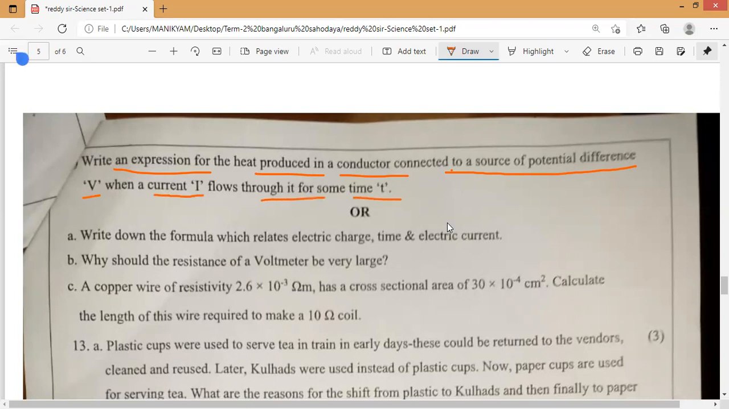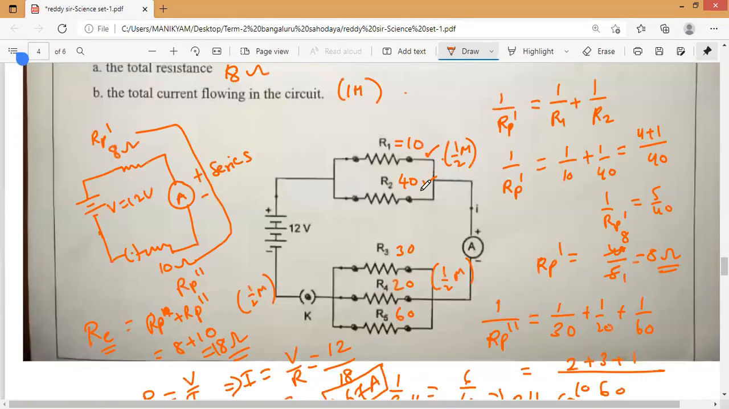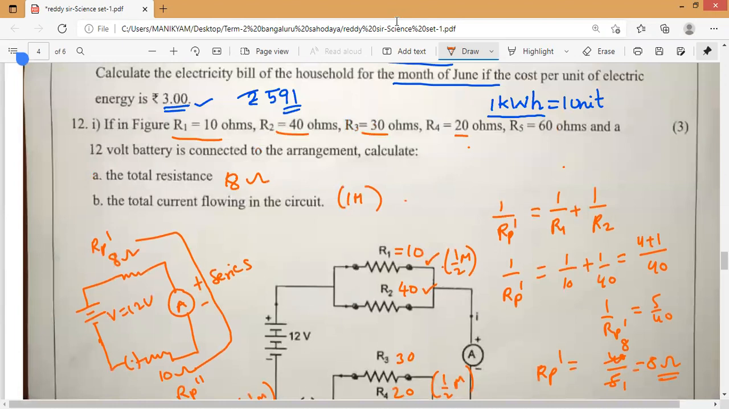What is the heat expression, guys? V, I, and T are given. H is equal to what? Voltage, current, and time. V into I into T. So if you write this expression, you are going to get half mark. So totally it is a 3 mark question. Completed, guys? Any doubt? Anybody? You can ask me. Clear? Please respond. Yes, sir.